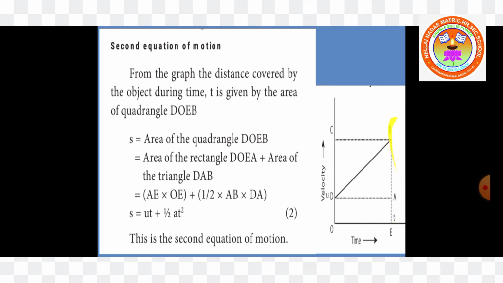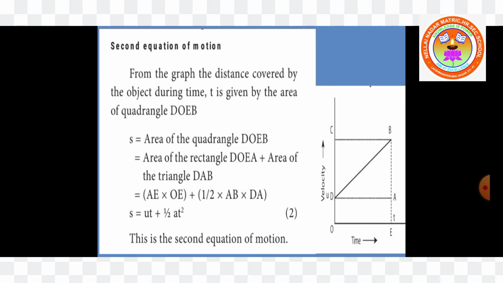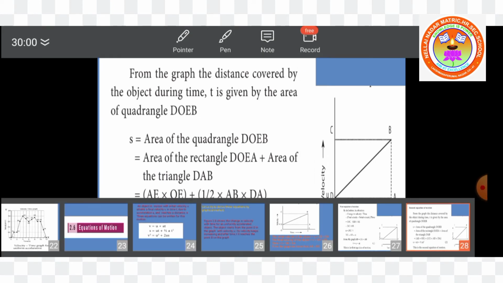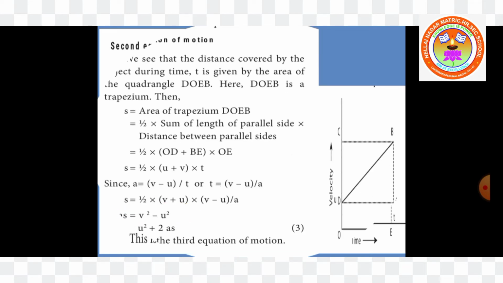What is the meaning of AB? Already you know AB is equal to AT from this equation. AB is equal to AT. Okay students, so AB is equal to AT, then DA. DA is equal to OE, which is also equal to T. So AT into T, that is AT square. So S is equal to UT plus half AT square. This is the second equation of motion.